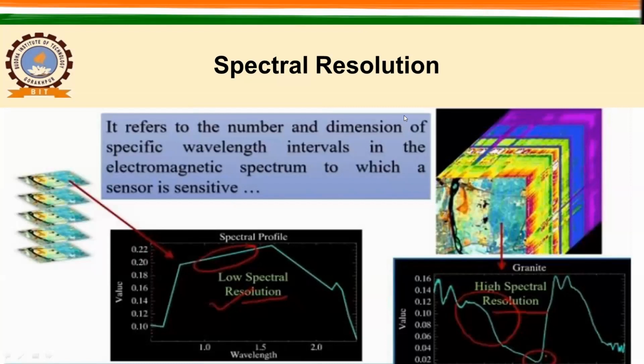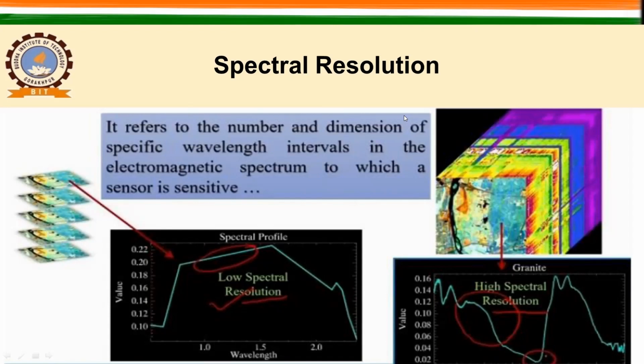Because in this case, what is happening here is missing, but here what is happening is captured, because the wavelength difference or the wavelength range from one band to another band is very small. So the first band is 0.4 to 0.41, and the second band is 0.41 to 0.42, whereas in this case you have 0.4 to 0.5. That means this is actually low resolution. So this is called low spectral resolution.